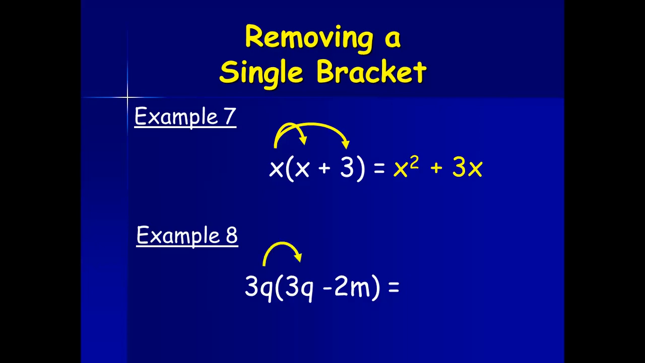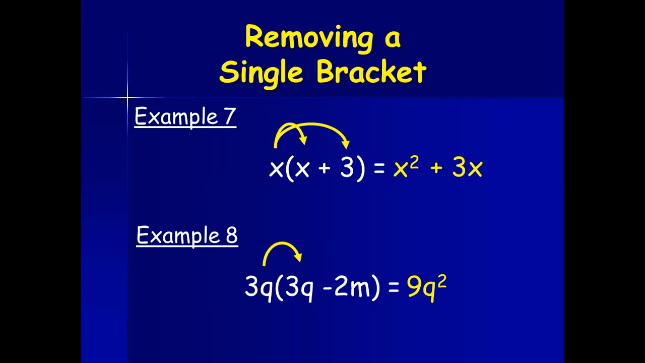Multiply the number with the number and the letter with the letter. So 3 multiplied by 3, that's 3 squared, which is 9. q multiply q, that's q squared. So my answer is 9q squared.